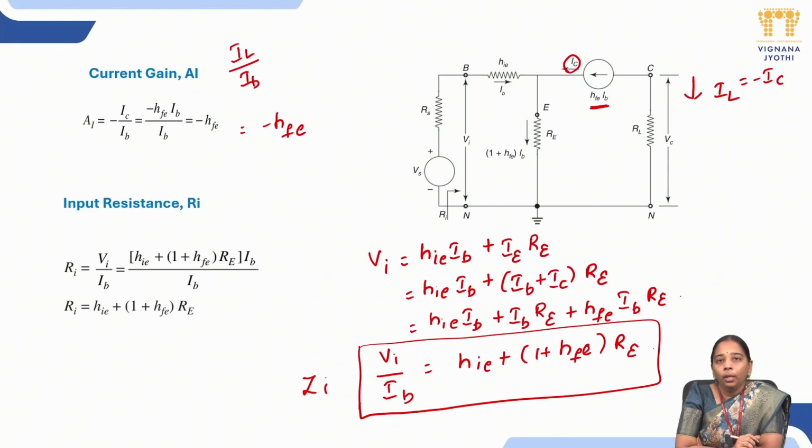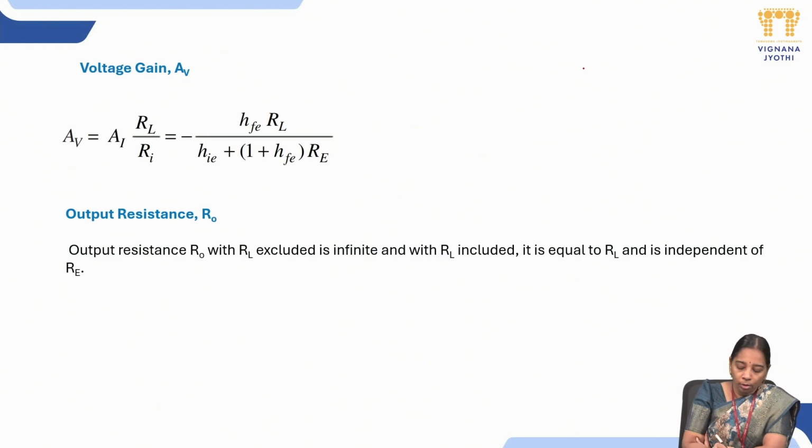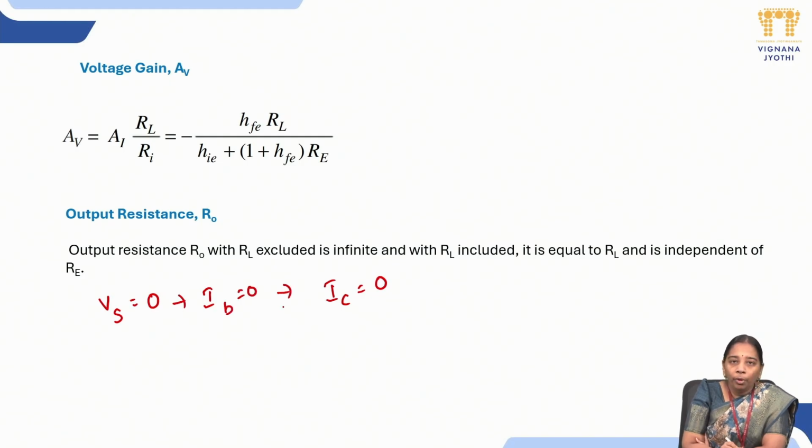Next, we can calculate the output admittance or output impedance. In the previous session, we already said that whenever we go with the output impedance or admittance, we have to make sure that the source voltage must be equal to 0. Whenever we make this source voltage equal to 0, obviously the input current IB will be equal to 0. Whenever IB is equal to 0, IC is equal to 0, because IC is equal to HFE into IB. So in order to calculate output resistance, Vs must be equal to 0. Whenever Vs is equal to 0, IB will be equal to 0, and whenever IB is equal to 0, output current IC will be equal to 0.